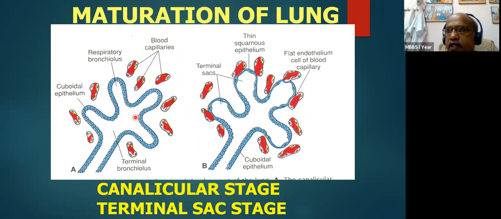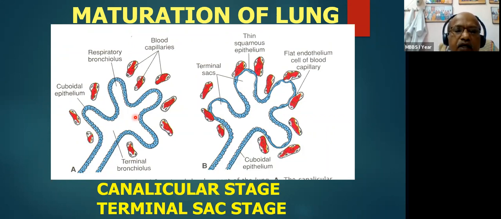Important for MCQ once again. Up to the terminal bronchiole, you will have the pseudo-glandular stage. So the next stage is called the canalicular stage, what you are seeing in this picture.